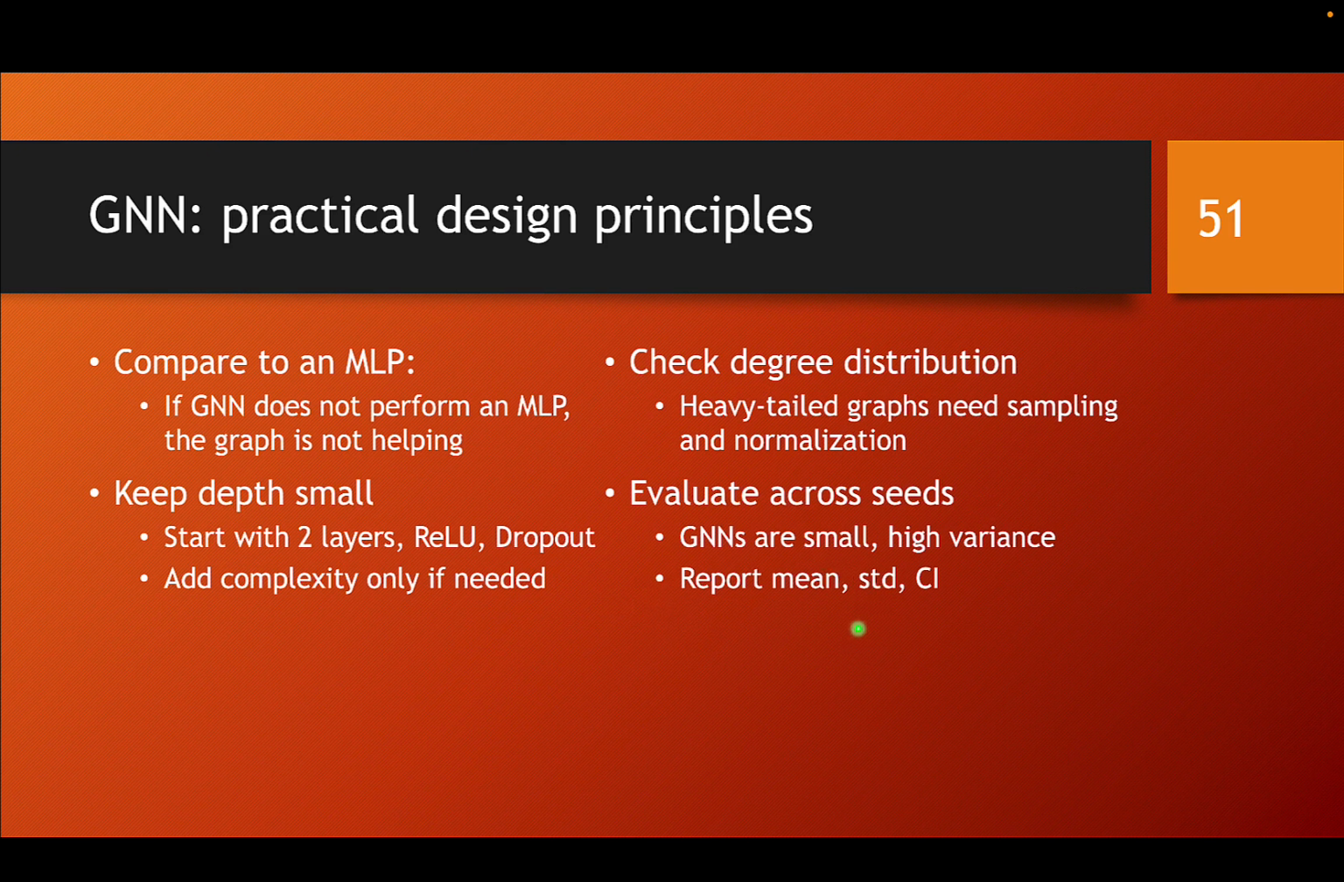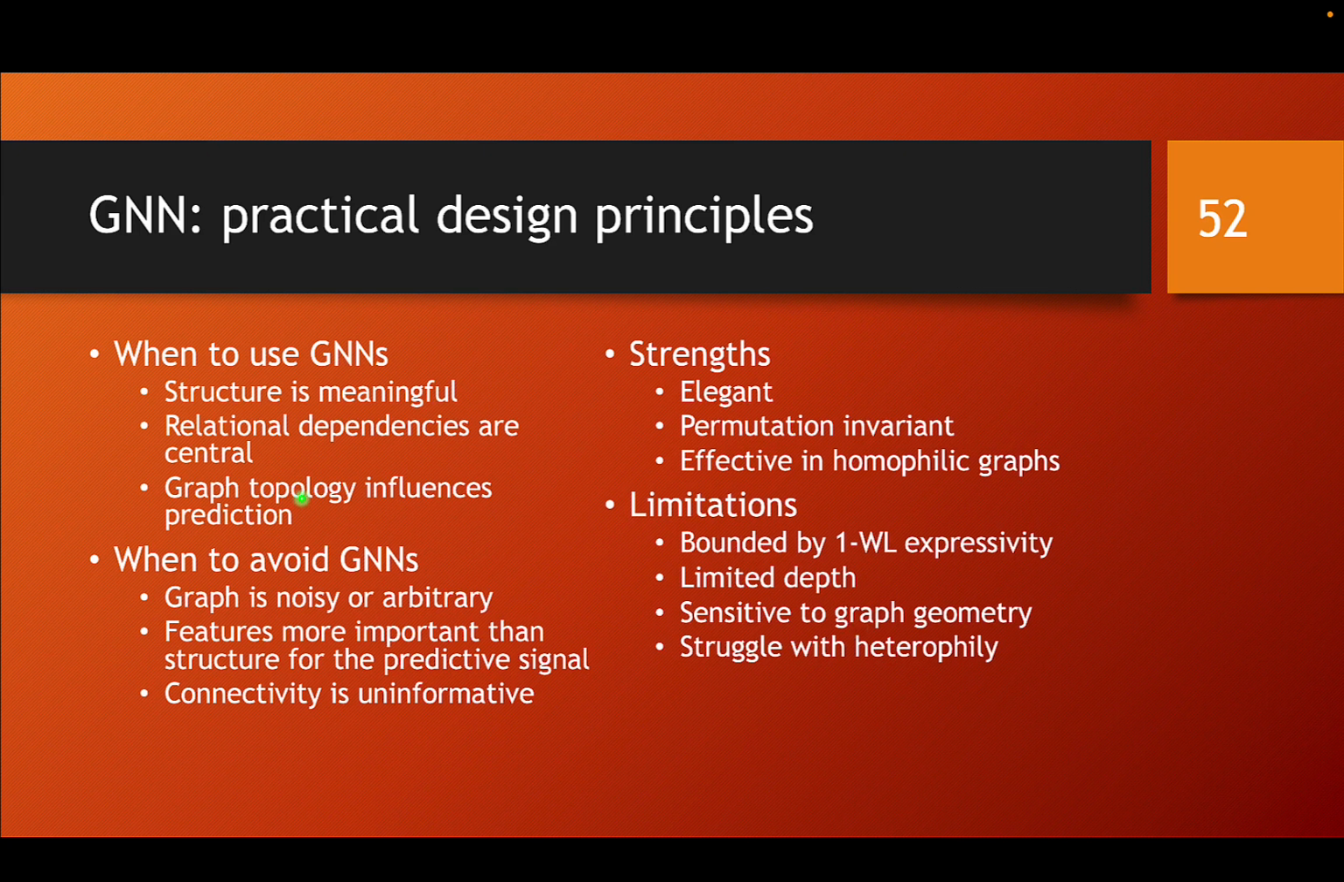So it's particularly important to run experiments across several random seeds, and you should report mean, standard deviation, and confidence intervals. So to the point, when to use graph neural networks? Well, you should use them when structure is meaningful, when relational dependencies are central, and when the graph topology has a critical influence on the prediction. You should avoid GNNs, on the other hand, when the graph is noisy or arbitrary, the features are more important than the structure for what you want to predict, and connectivity to a large extent is uninformative.